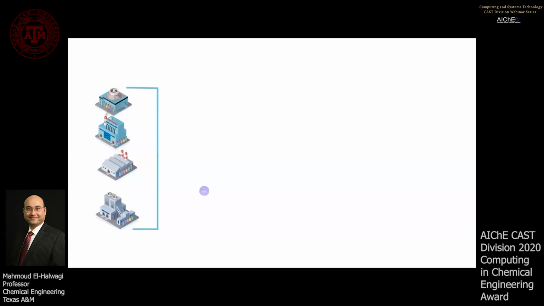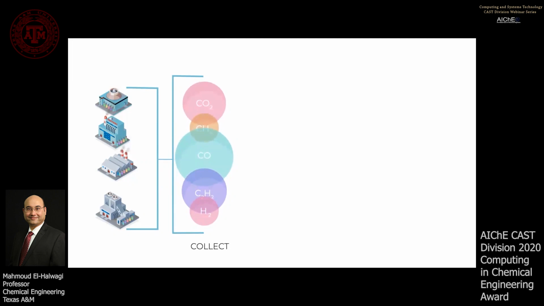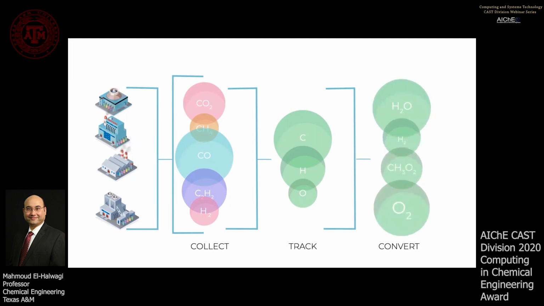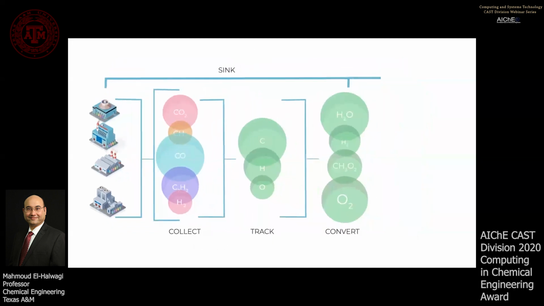First, certain wastes and byproducts are collected from participating plants. These sources are then broken down to their atomic constituents, which allows the tracking of the carbon, hydrogen, and oxygen atoms. Next, reaction pathway synthesis techniques are used to determine the chemistry needed to create value-added chemicals, which are then separated and allocated to industrial facilities within the same eco-industrial park, which are referred to as sinks, or sold in the market.